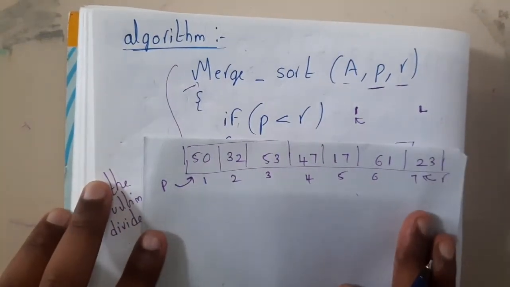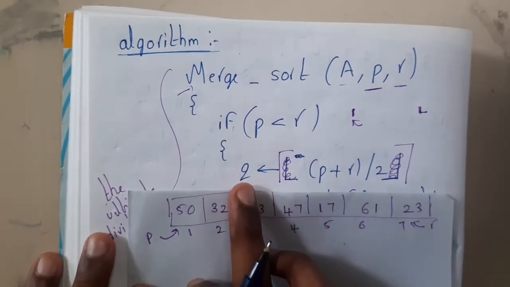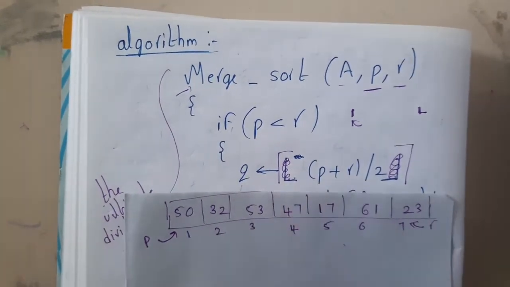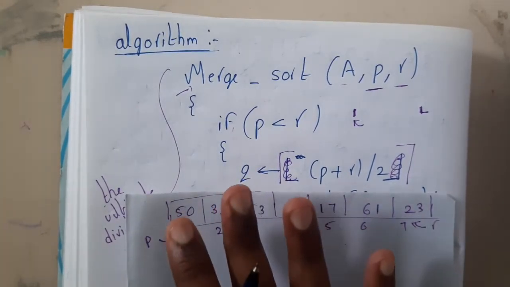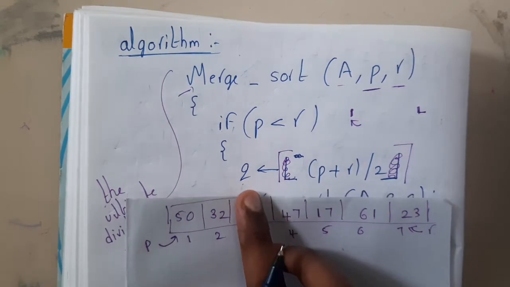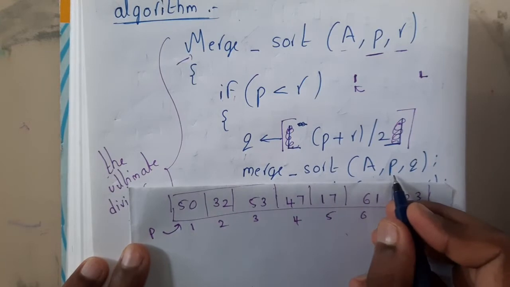less than R. Is it? Yes. Then you will come inside and update the Q value to (P plus R) by 2. So 7 plus 1 by 2, which is 4, right? So now the Q value is 4. Then you will call merge sort of A comma P comma Q.